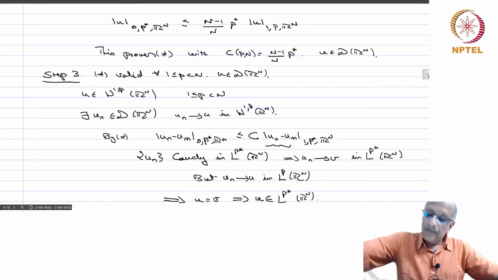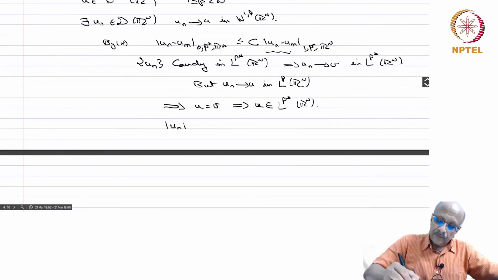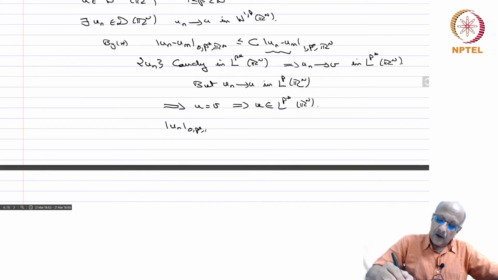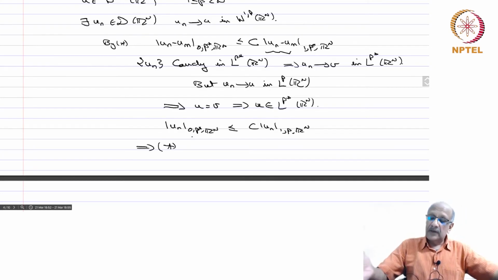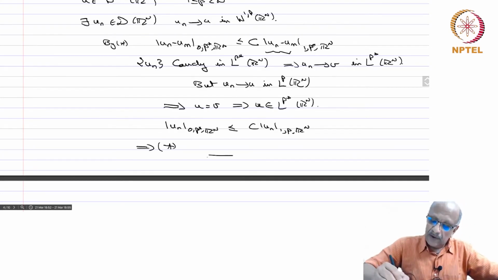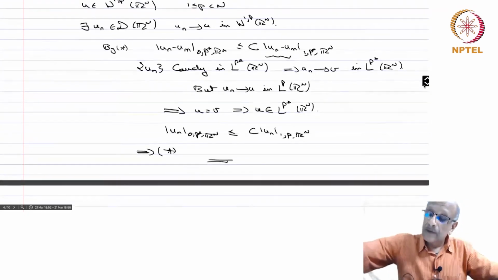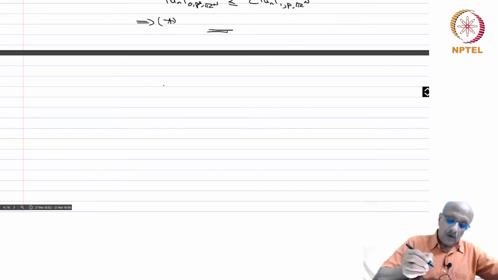And now, by passing to the limit in the inequality you have, ‖u_n‖_{0,p*,Rn} is less than or equal to C times ‖u_n‖_{1,p,Rn}, and therefore you get star, implies star, by passing to the limit as n tends to infinity. So this proves the Sobolev embedding theorem completely. Okay.